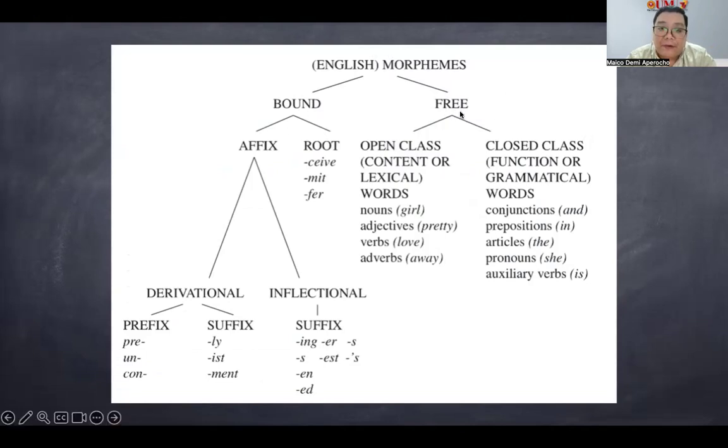And then we have the free morphemes, such as open class, or the content or lexical words. For example, nouns, adjectives, verbs, and adverbs are all examples of free morphemes. On one hand, we have the closed class, or commonly we say function or grammatical words. These include conjunctions, prepositions, articles, pronouns, and auxiliary verbs.